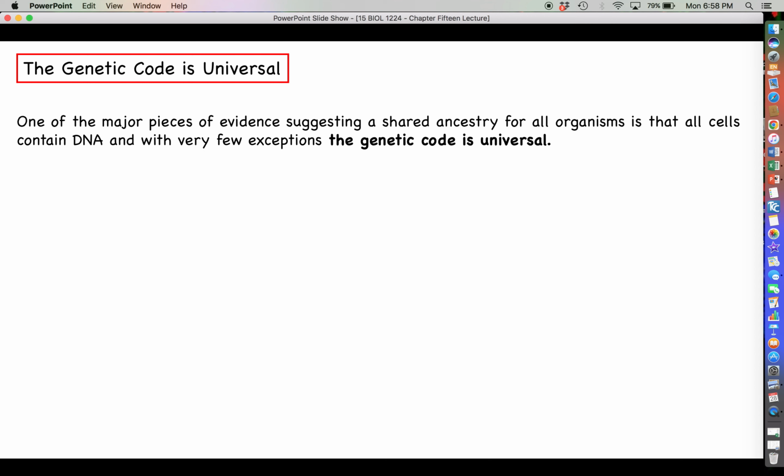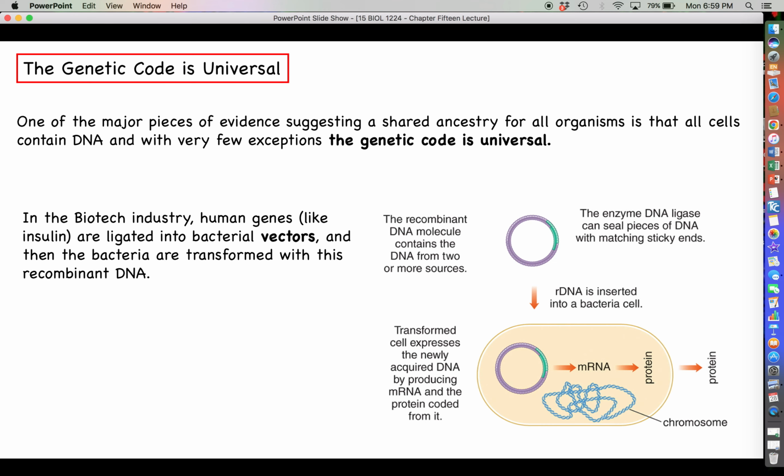Bacteria, human cells, dog cells, fungi cells, plant cells, we all use the same genetic code. That codon table that we saw where a codon corresponds to an amino acid, almost every kind of cell uses that exact same method for synthesizing proteins. So that suggests that we all have a common ancestor because we all deal with our DNA information and our protein information in exactly the same way.